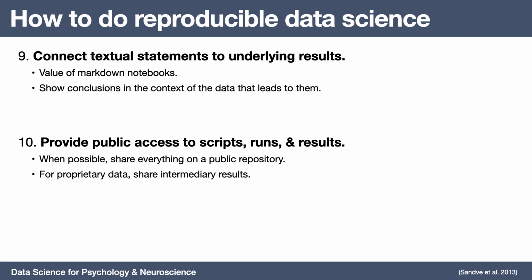Finally, provide public access to scripts, runs, and results. When possible, make everything open and shareable. Share your raw data, share your pre-processed data, share the scripts that got you there, share the code that generates the plots and saves the exact same plots you got. Everything should be out in the open. Now, in the era of pre-registration, you even share your initial hypotheses before you started working with your data. Make everything as public as possible.